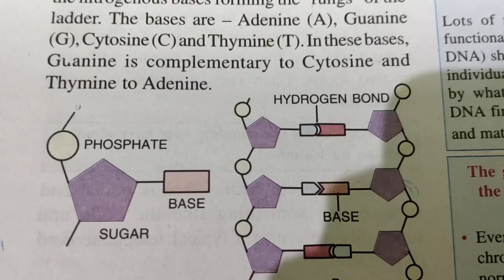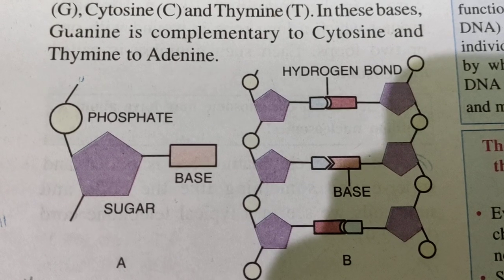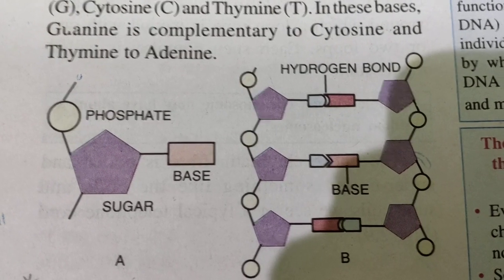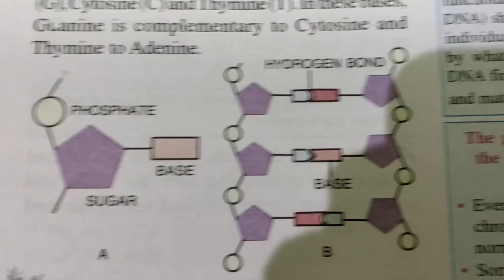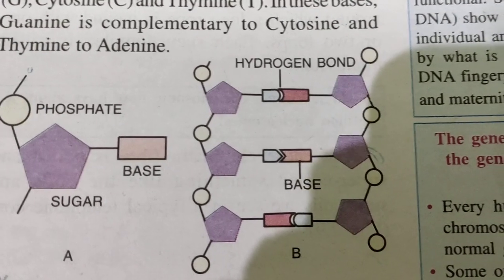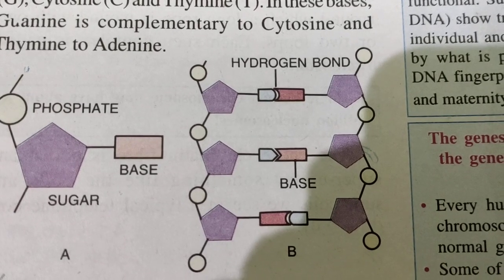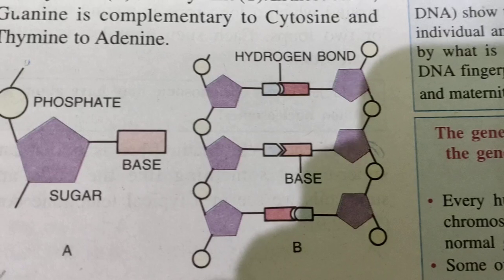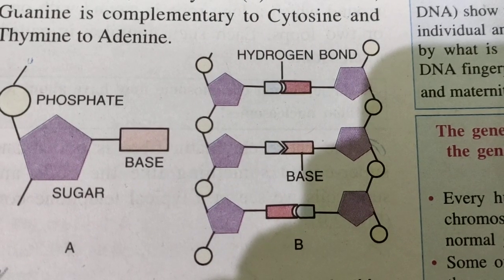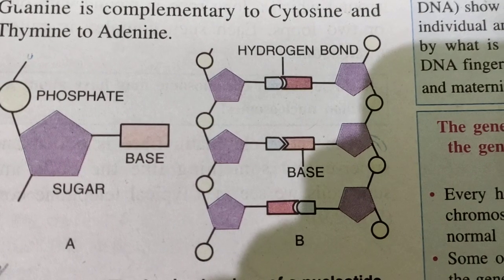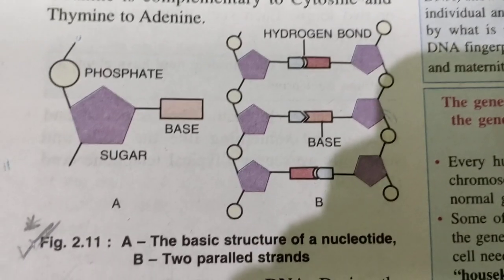We can see here one nucleotide structure, number A. Phosphate, sugar and base making one nucleotide. Similarly, in number B, we can see the helical structure of the DNA, both the strands of the DNA, where we can find the hydrogen bond which is bonding the two nucleotides of the complementary strands. Clear?